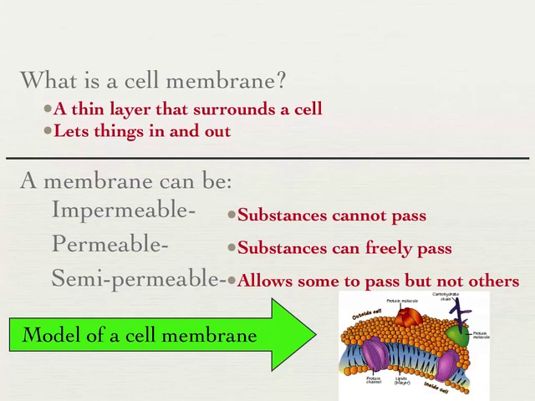Also, sort of stuck throughout the cell membrane are these proteins. That's what these purple and orange things are. And they have different jobs to do. Some help the cell communicate. Some help substances go through the membrane. They have lots of different jobs.